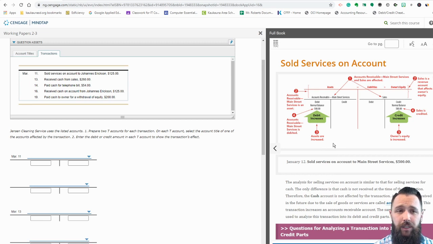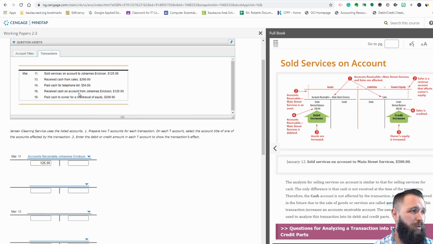So remember, we always list the debited account first. When we sold services on account, that's going to create an accounts receivable. And we're going to increase that because we sold it on account. So to increase an asset, we're going to increase it on the debit side.